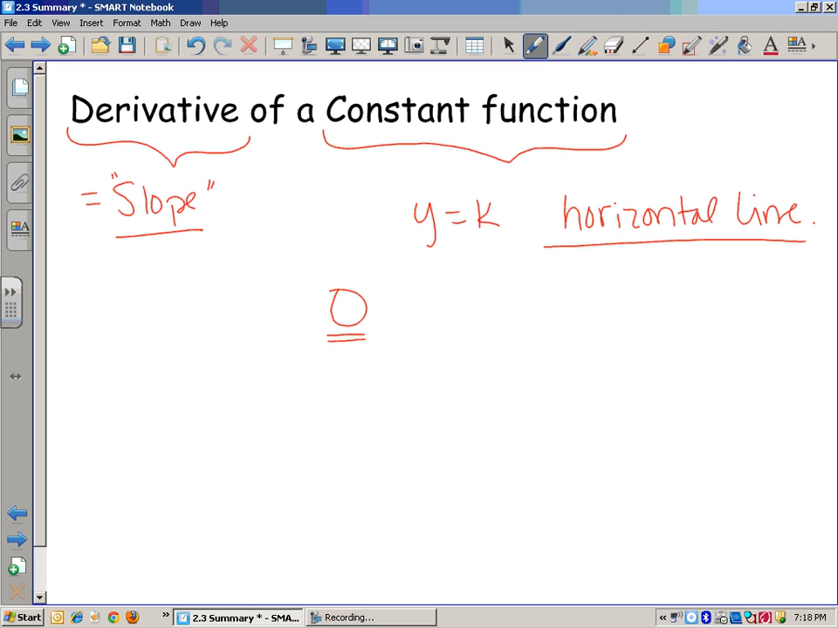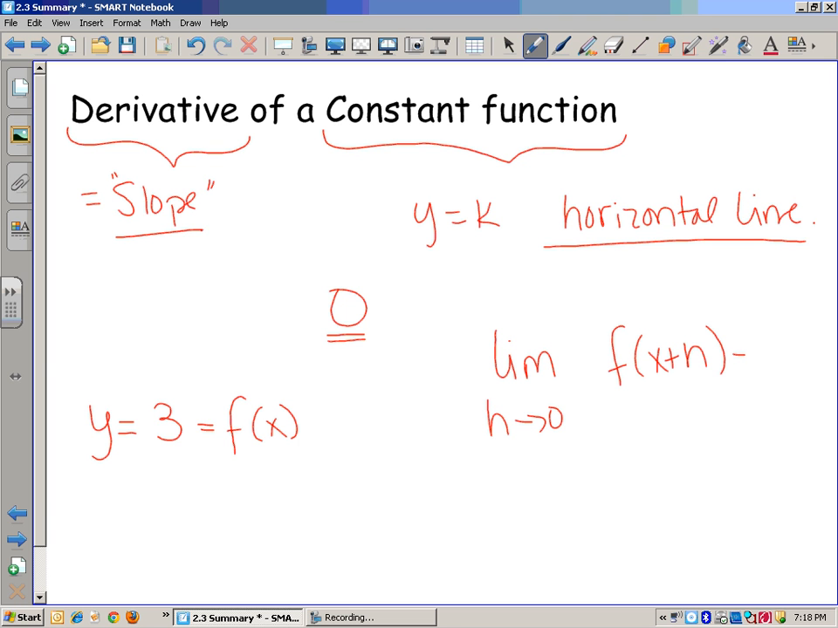Correct. Okay. So in terms of applying that principle, we'll do one quick example. We'll say y equals 3 or f of x equals 3. And we're going to apply the definition, the limit as h goes to 0 of the derivative. This is the definition.